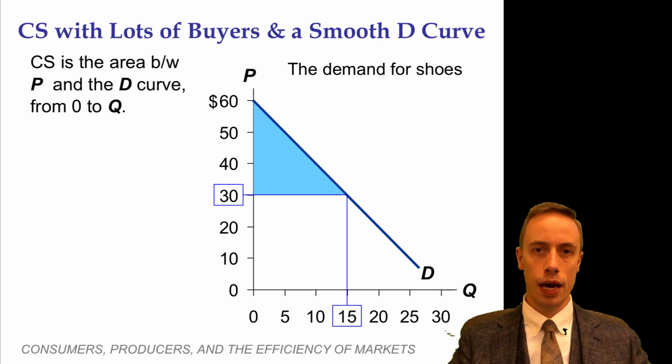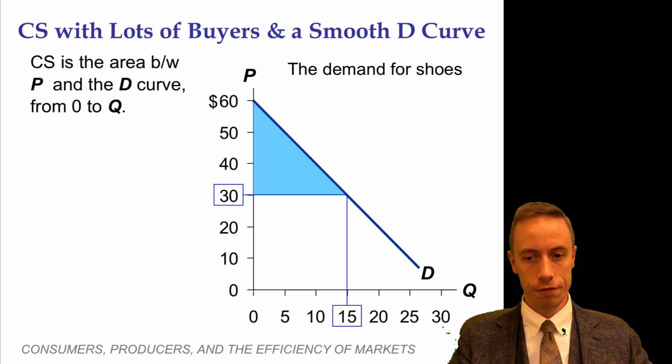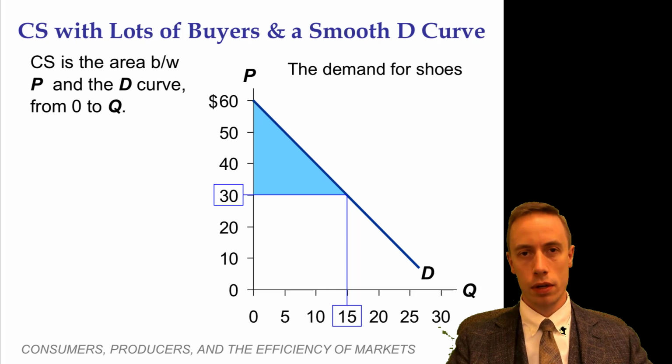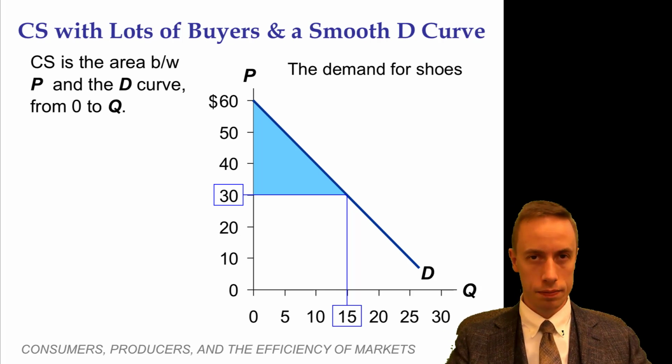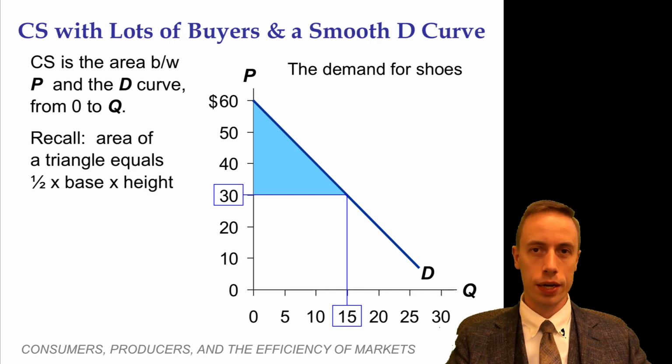Consumer surplus is the area below the demand curve above the price. Assuming for a second that this demand curve for shoes has 15 buyers buying shoes at a price of $30. There's no limit on how many shoes they can buy, so we don't have to worry about stopping before we hit the demand curve. You'll recognize that the resulting shape is a triangle. As you know, the area of a triangle is computed as base times height divided by 2.